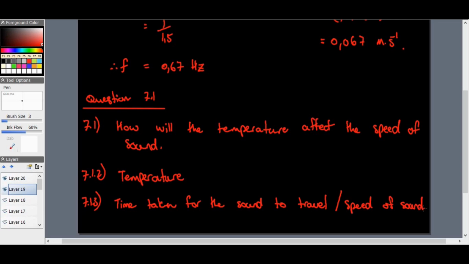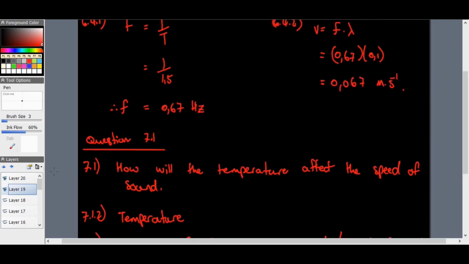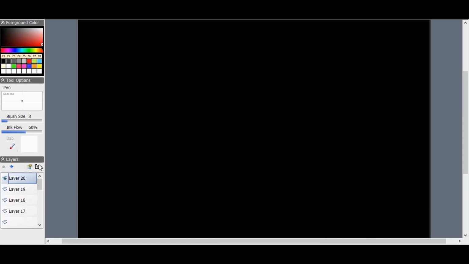Okay. Let's move on. This is my last layer. I'm going to need to probably add a new layer. Okay, anyway, let's start here with this one.